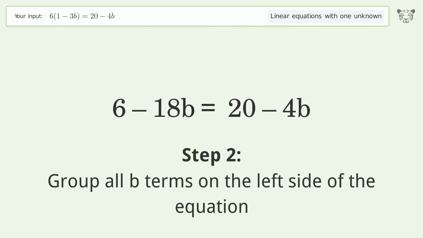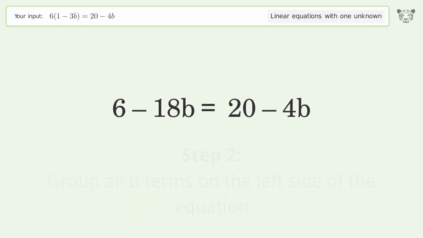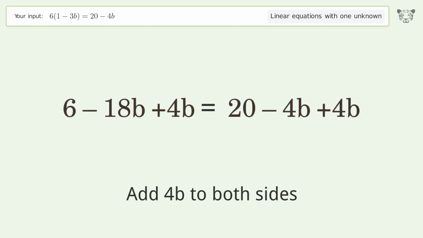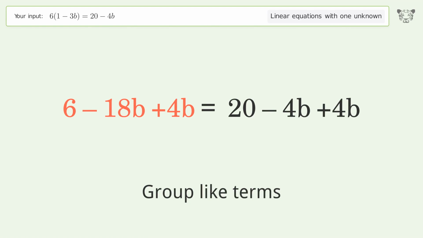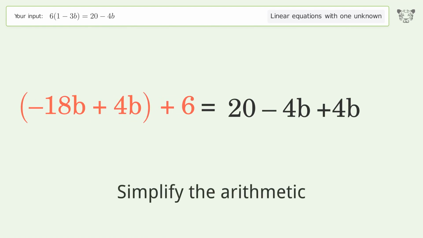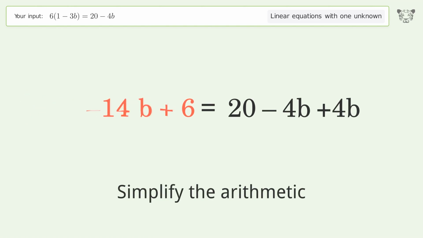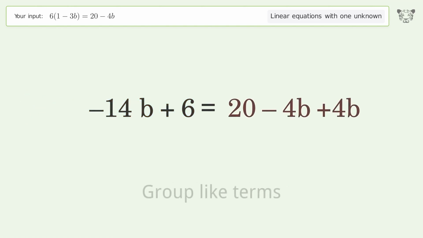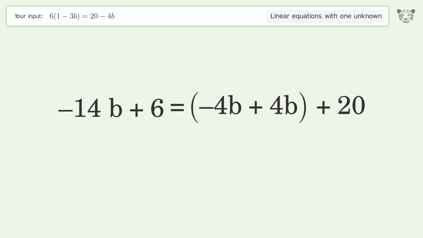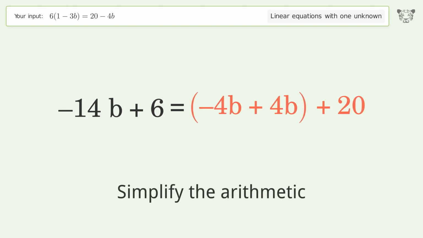Group all b terms on the left side of the equation. Add 4b to both sides. Group like terms. Simplify the arithmetic. Group like terms. Simplify the arithmetic.